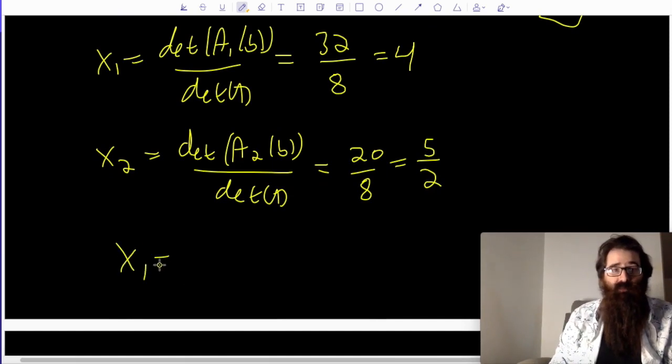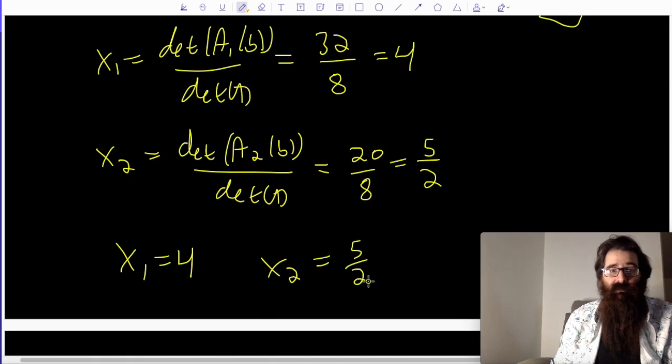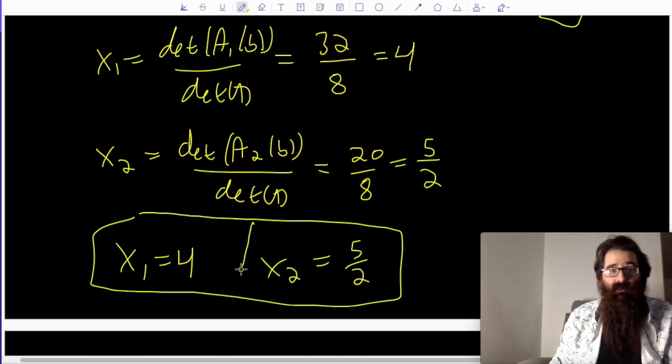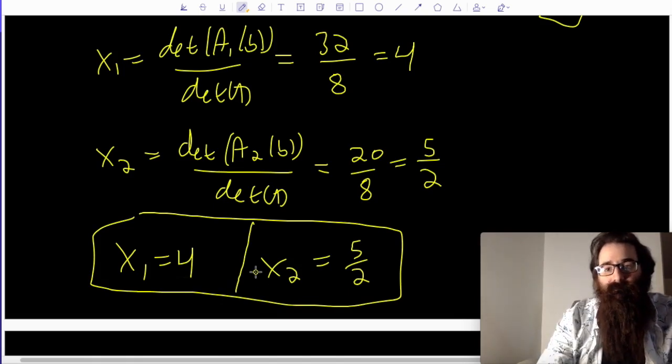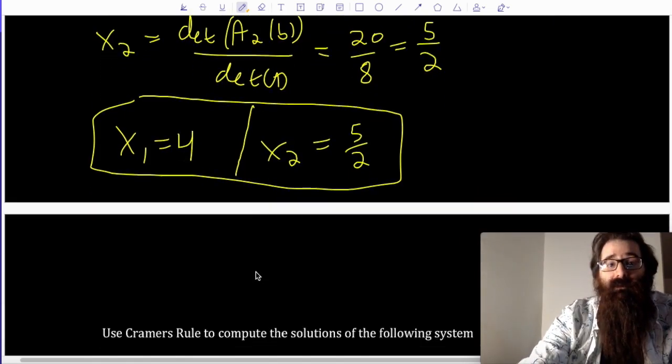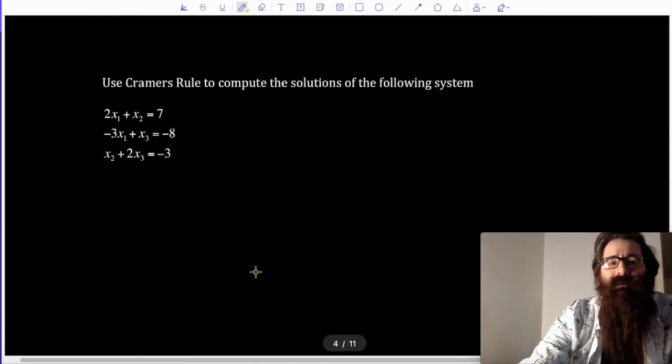So we should write x sub 1 equals 4. X sub 2 equals 5 halves. There's our unique solution to the system. We have our unique solution. Not bad. Let's take a look at another example. Let's take a look at a larger system.